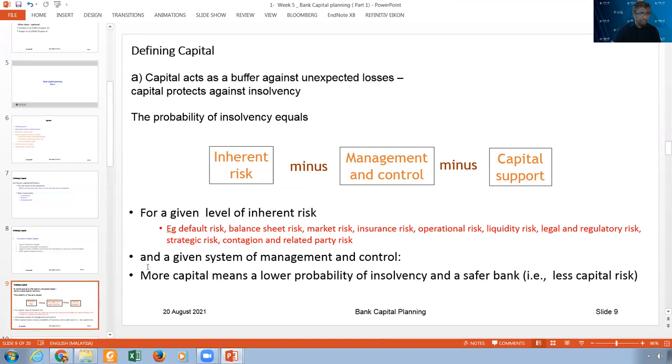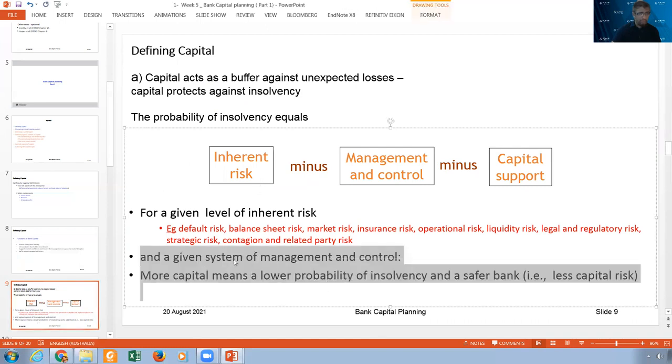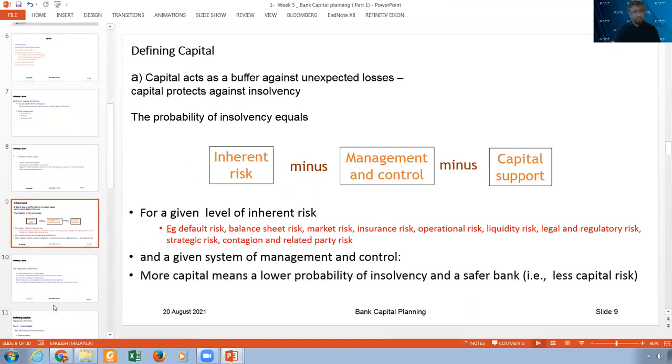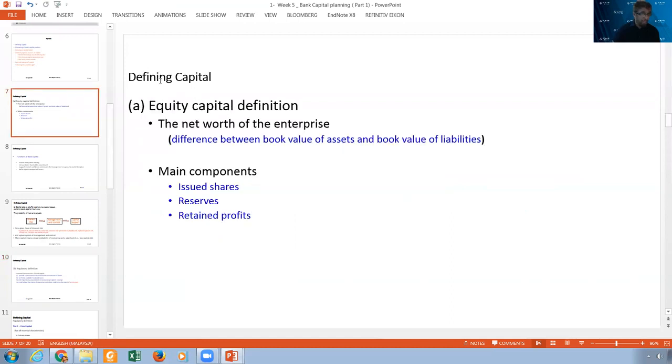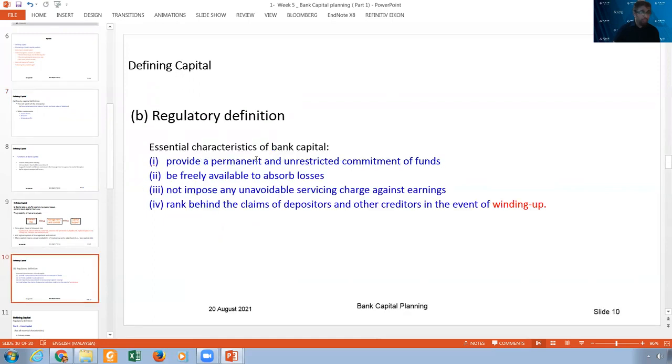Now, this is just to explain what I just said, which means for a given system of management and control, more capital means a lower probability of insolvency and a safer bank. We understand that because it buffers any losses and doesn't take us to bankruptcy. Now, this is the interesting point, which is the regulatory definition, which I think is new for you. What is it? It is different from this definition, which is the equity. Equity, we know, is just the difference between the assets and liabilities. But those guys are talking about something else.